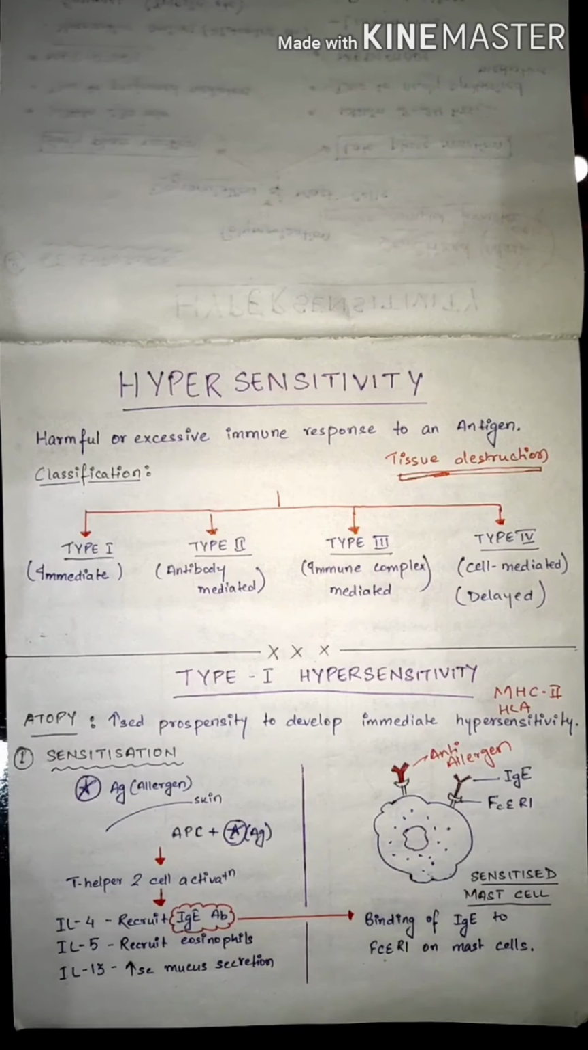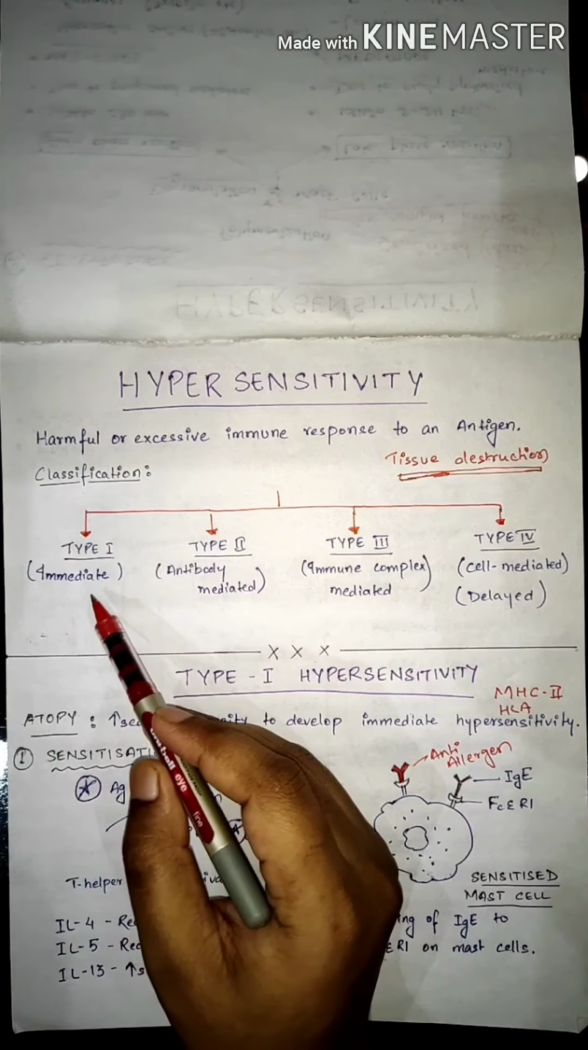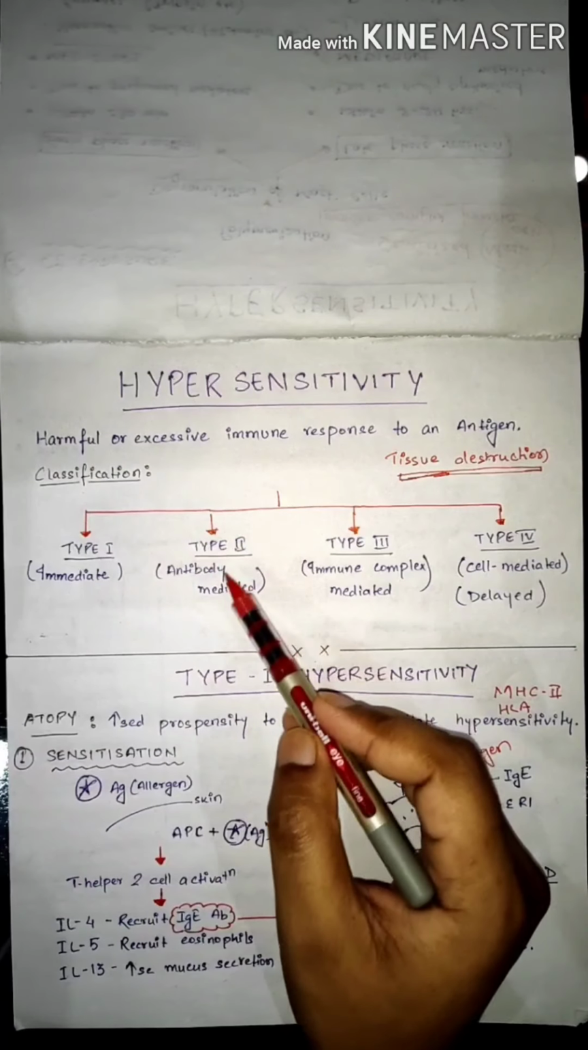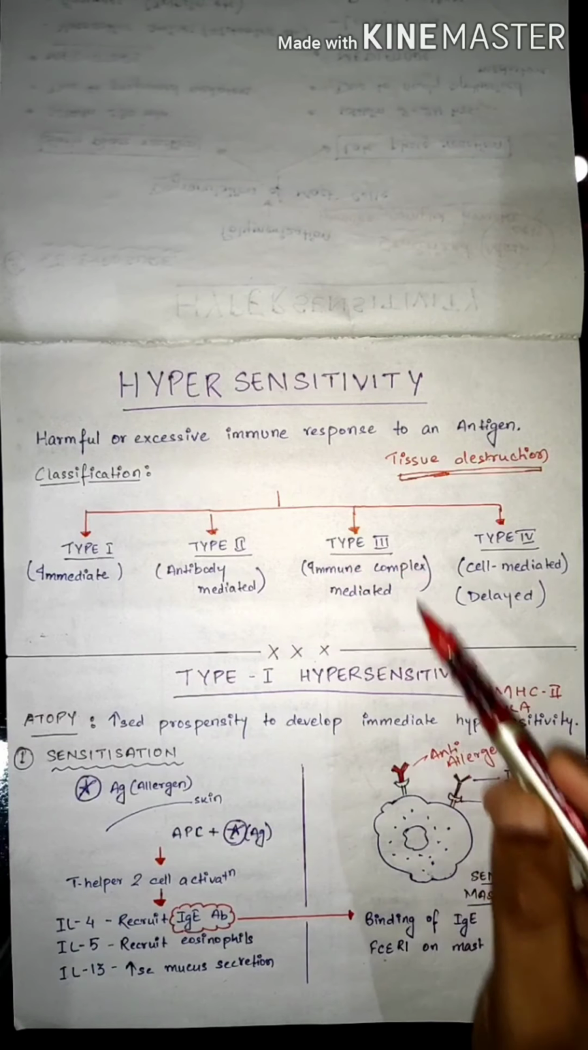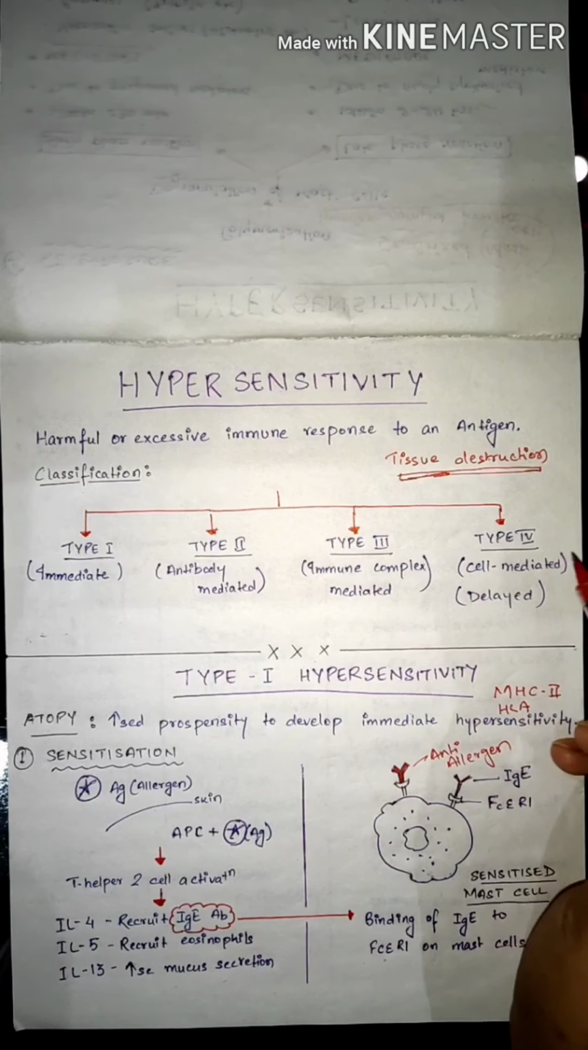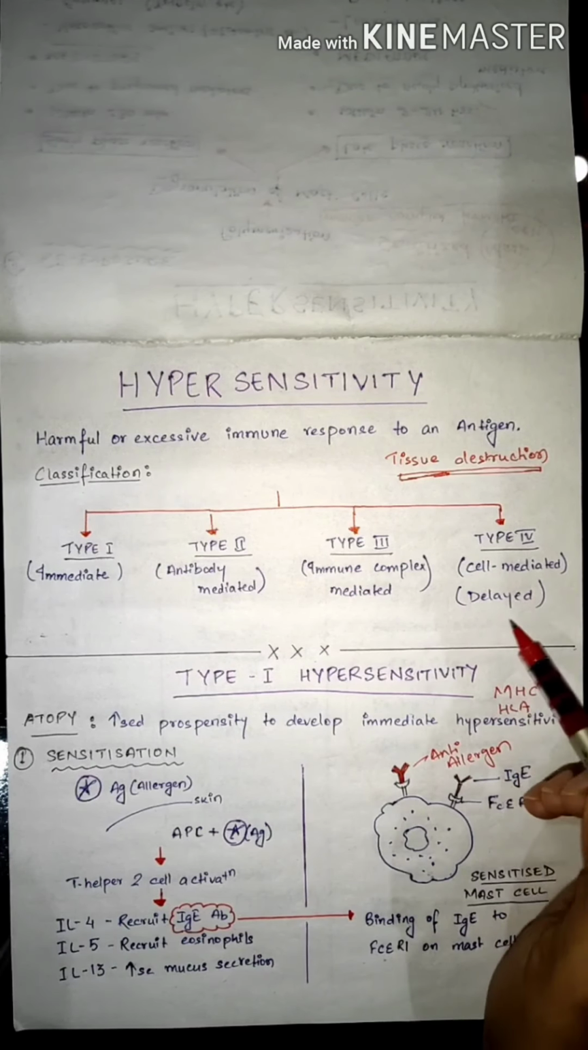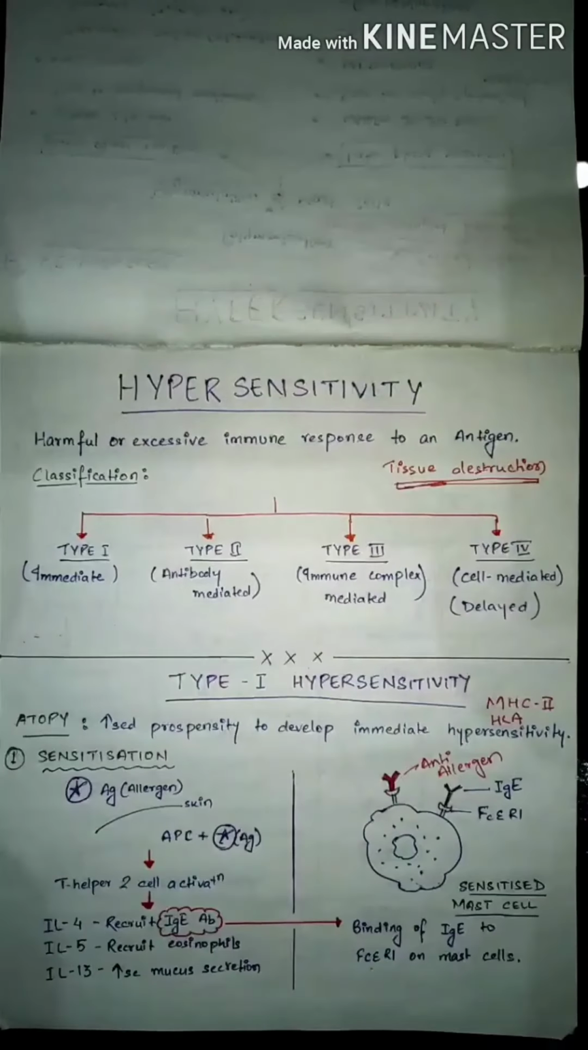It is classified into four types. Type 1, also known as immediate hypersensitivity. Type 2, antibody mediated hypersensitivity. Type 3, immune complex mediated hypersensitivity. And type 4, cell mediated or delayed type of hypersensitivity.